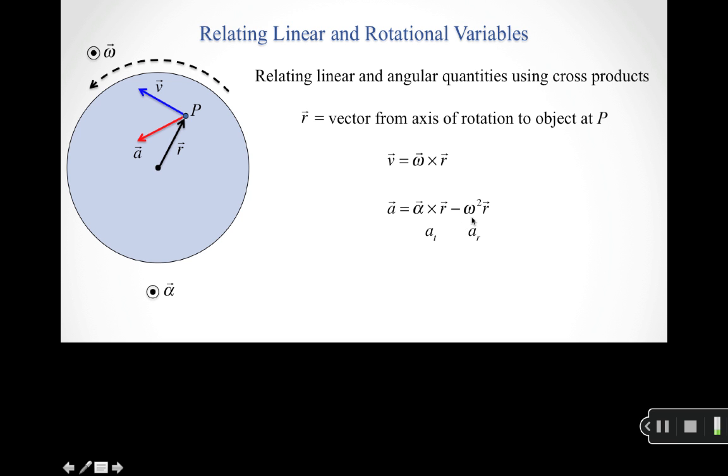That's going to give me the tangential component. And then I can also think of the radial component as minus omega squared times that r vector. The minus tells me, since r always points away from the axis, right, it runs from the axis to the point, and radial acceleration always points towards the axis of rotation, that's why I need that minus sign. So this cross product gives me the tangential acceleration component. This term back here gives me the radial acceleration. So if I want to relate my linear and rotational motion variables as vectors, I can do it in this way using cross products.